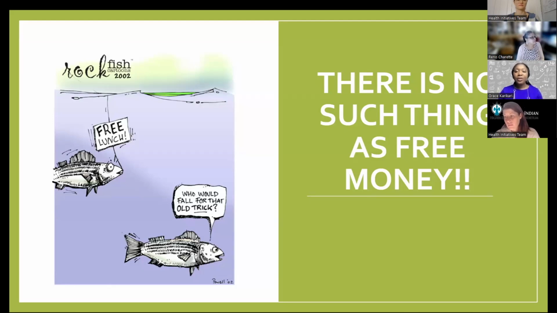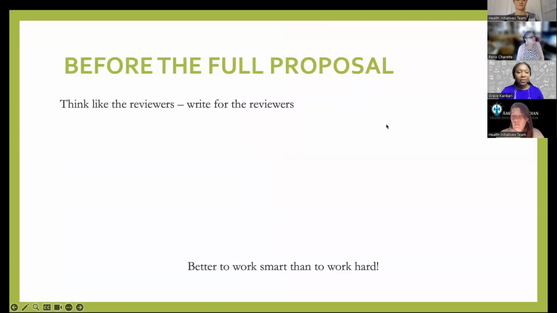So I always recommend that you approach the writing process with that in mind, that this is hard-earned money, and whatever you are proposing to use the money for should be important. Don't just go for the money's sake and blow it out there. It is somebody's hard-earned money. There is no such thing as free money.